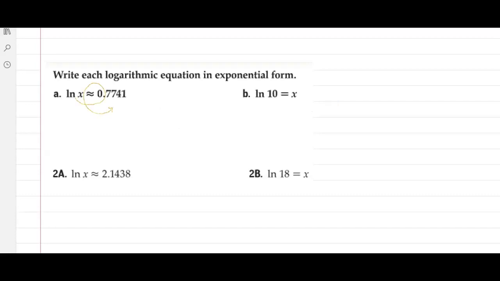We are saying that we're starting with our base right here, which is e, to this number, 0.7741 equals x. Now, if that gives you trouble, you could do an intermediate step. You could rewrite this as log base e of x equals 0.7741. That's okay to do. And now you could easily see that we do e to that power equals x.